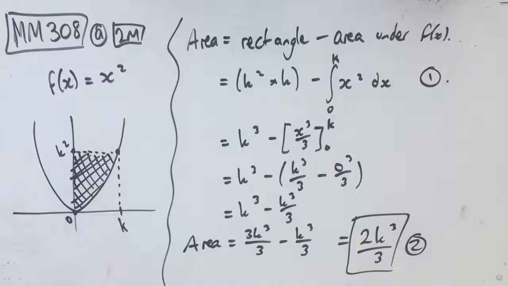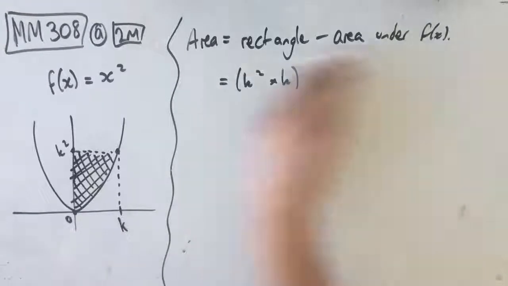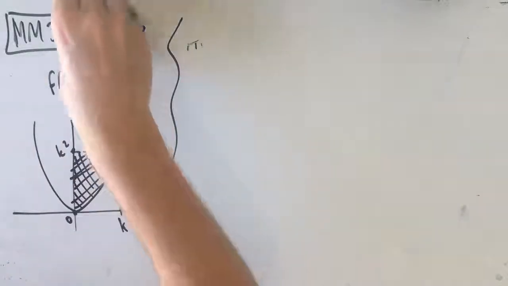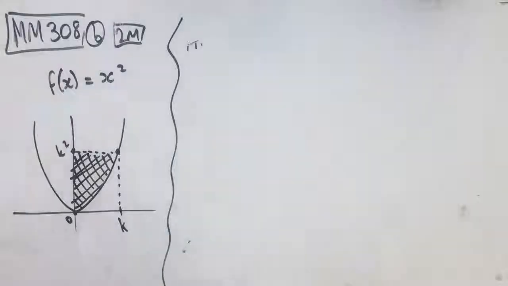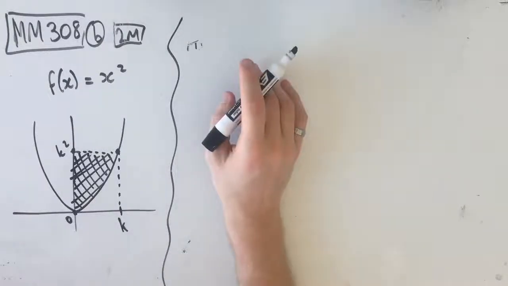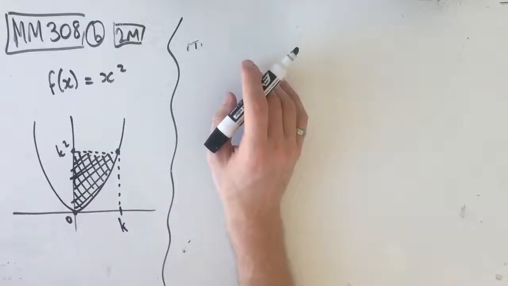That's it for part A. Let's move on to part B. Now part B is a 2-mark question again. And it asks us, well, firstly it says the shaded area above is equal to the area bound by the graph of g of x, which is equal to f of x on 2 plus 1, the x-axis, and the lines x equals 0 and x equals 2. Find the exact value of k.